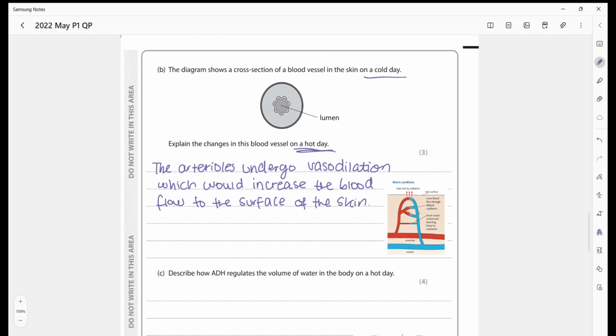Skin, therefore, more heat is lost via radiation.